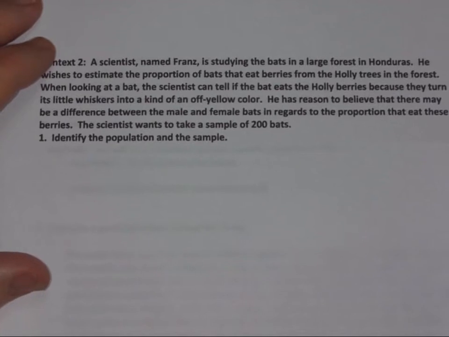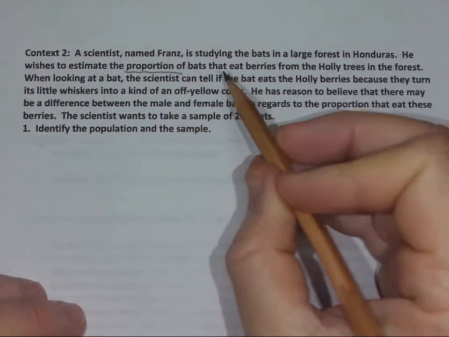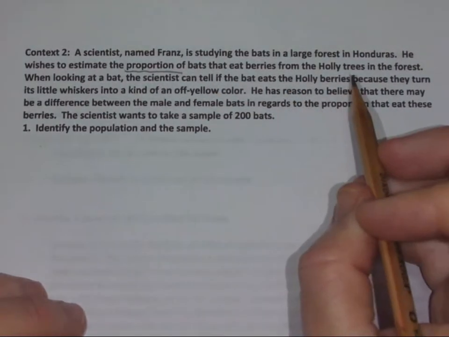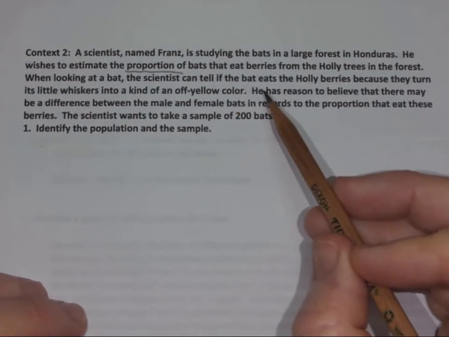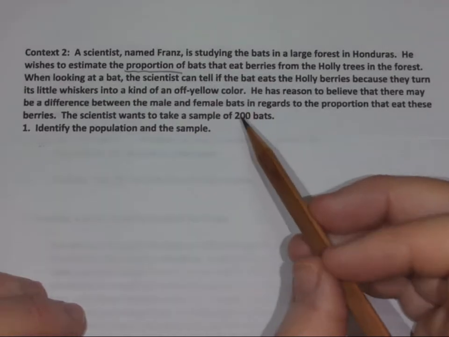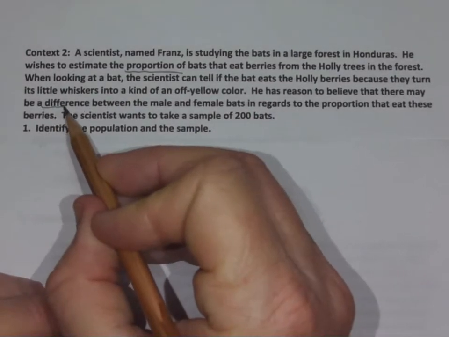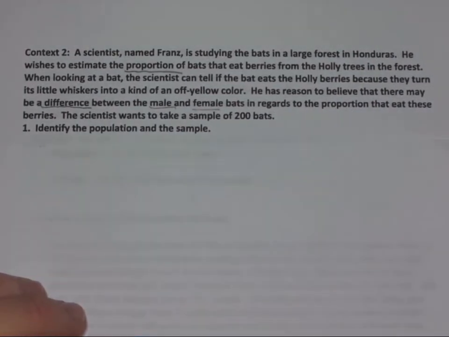So anyway, all right. Context number 2. So let's see if we can handle this. A scientist named Franz is studying the bats in a large forest in Honduras. He wishes to estimate the proportion, so we're estimating a proportion, of the bats that eat berries from holly trees in the forest. When looking at a bat, the scientist can tell if the bat eats the holly berries because they turn its little whiskers into kind of an off yellow color. He has reason to believe that there may be a difference between the male and female bats in regards to the proportion that eat these berries. The scientist wants to take a sample of 200 bats.